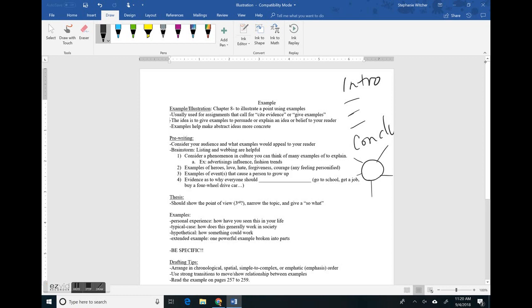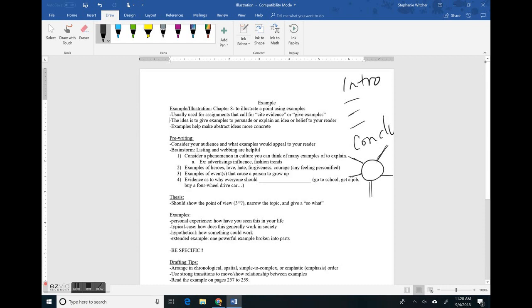Now, by the way, just so you understand, narrative can be very much a part of example, because maybe the way you give us 3 reasons or 3 examples is you tell us 3 stories. So narrative can very much be a part of an example paper.